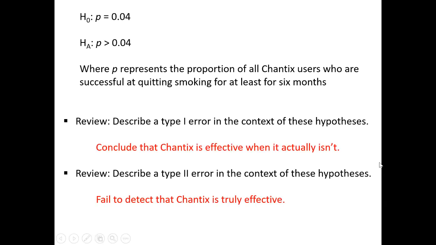Okay, so recall a type 1 error is when we reject the null hypothesis and support the alternative hypothesis when the null hypothesis is actually true. So our test leads us to believe that this drug is effective, but it actually really isn't. The opposite type of error, a type 2 error, is when we fail to reject the null hypothesis when we should have because it's the alternative that's actually true. So that would be the scenario where we fail to detect that this drug actually works.